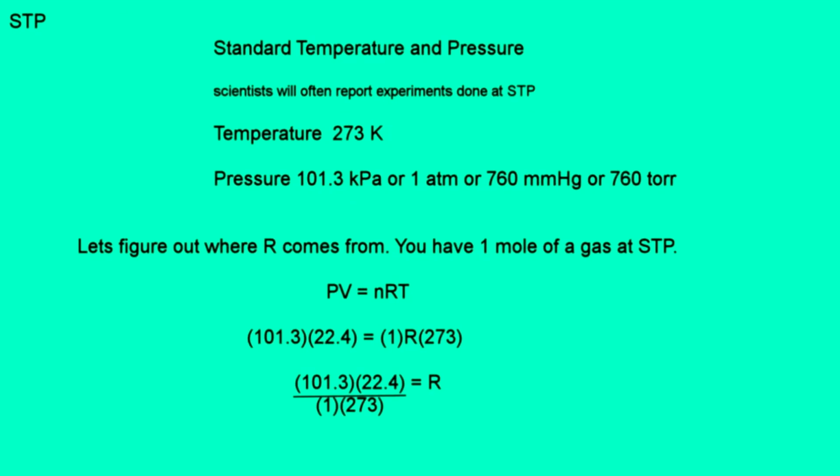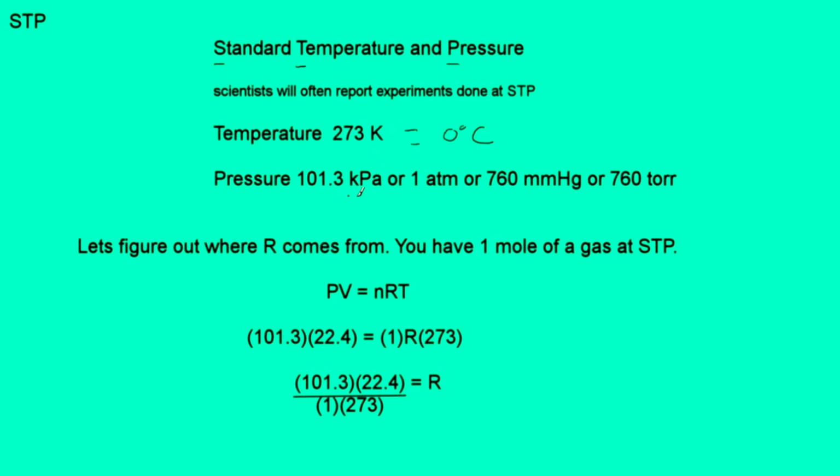All right, before we move on to any heavy-duty calculations, I have to introduce you to something called STP. STP stands for Standard Temperature and Pressure. Scientists will often report experiments done at STP, and all it is these specific numbers. Standard temperature is 273 K. This is 0 degrees Celsius. So like right about freezing is your standard temperature for gas problems. So we're going to just use 273.